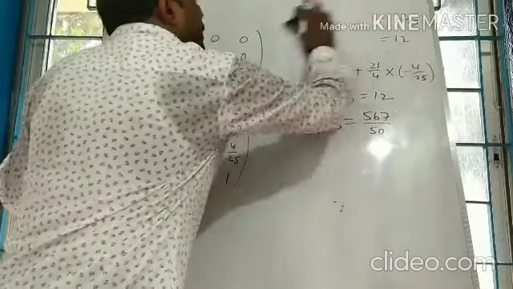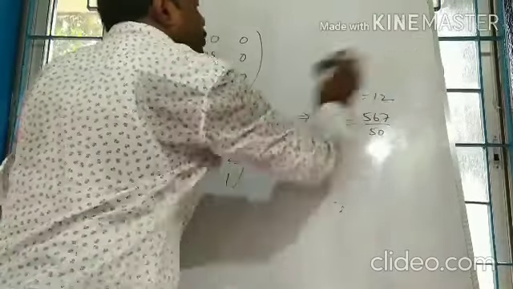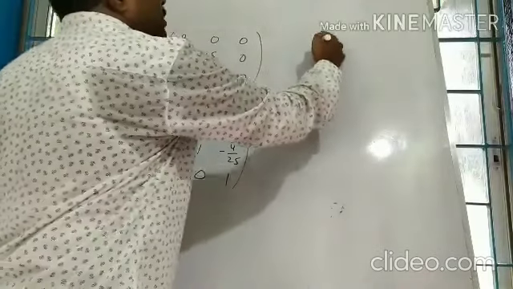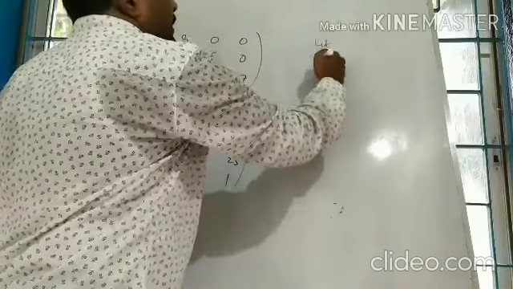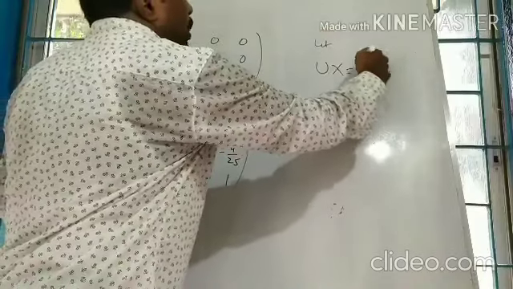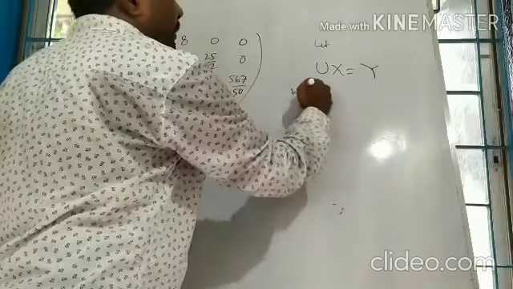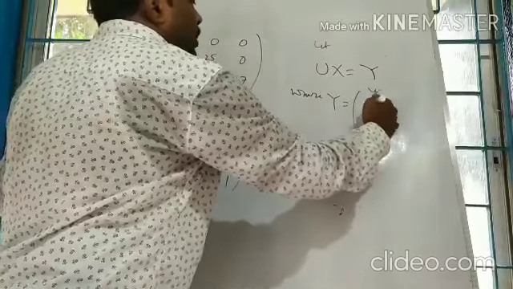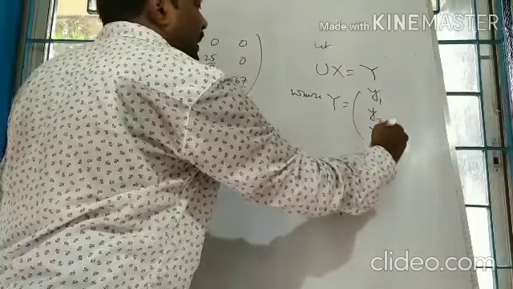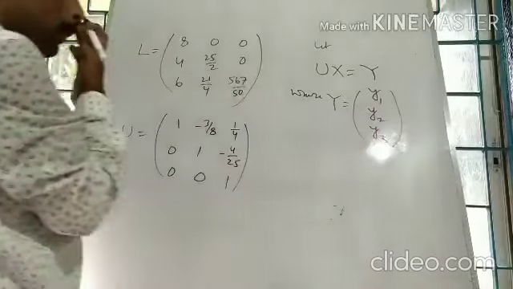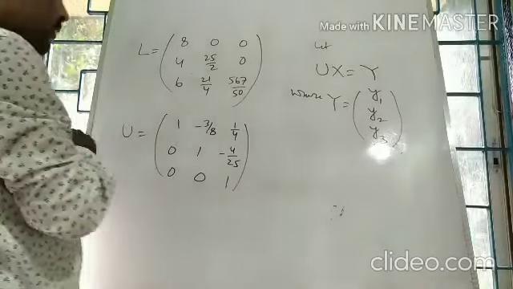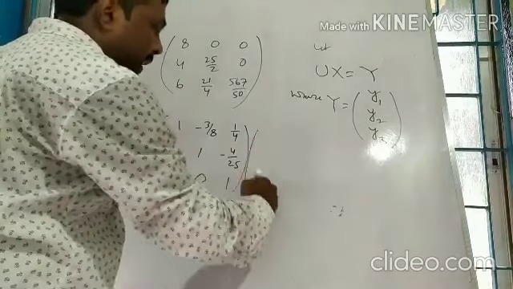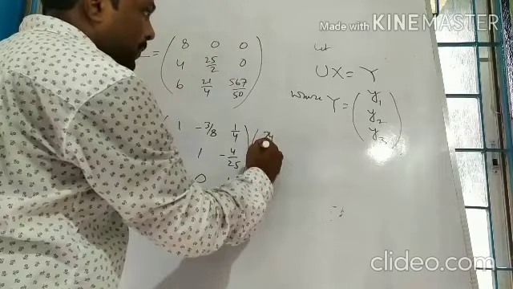Now for solving the system of equations Ax equals B, first we have to solve the system Ux equals Y. Let Ux equals Y, where Y equals Y1, Y2, Y3. Okay? So Ux equals Y. This is U and X is X1.